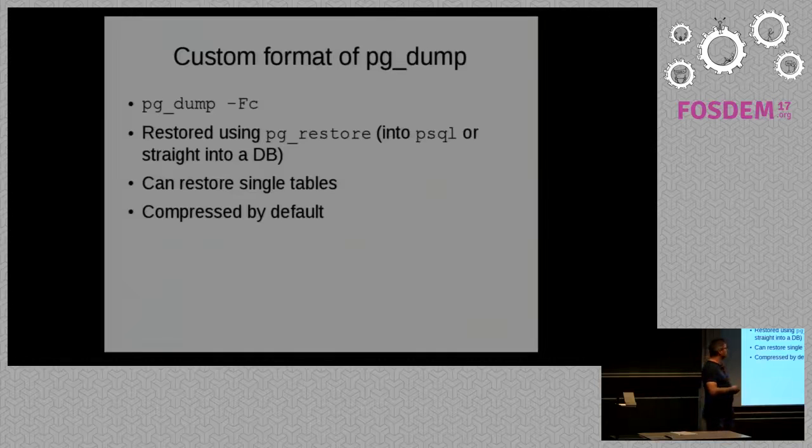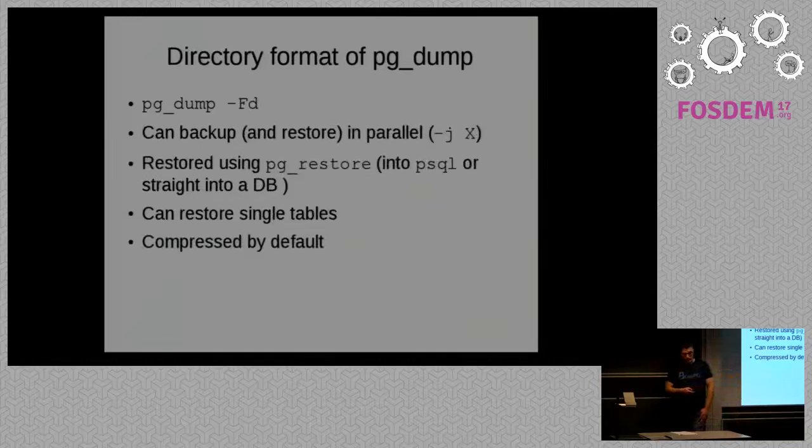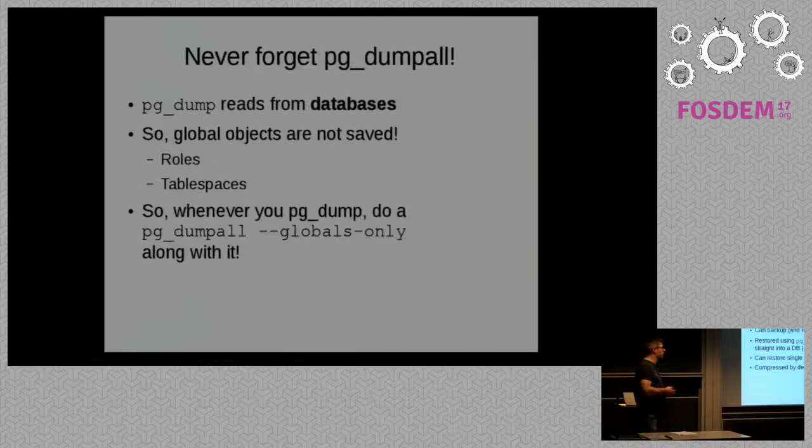and it is compressed. Then you have the directory format, which has an advantage because it can run in parallel. How's that light working? There. With -j, it will create a directory with a different file for every table that you have, so you can also restore them in parallel, which makes it faster. Anyway, jumping forward.